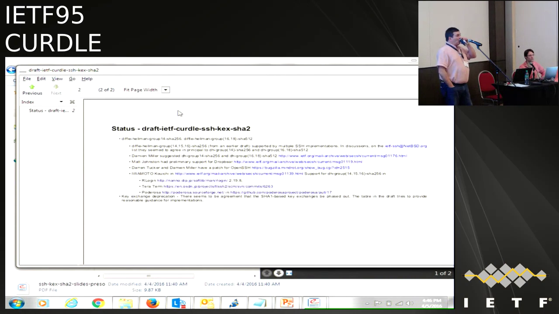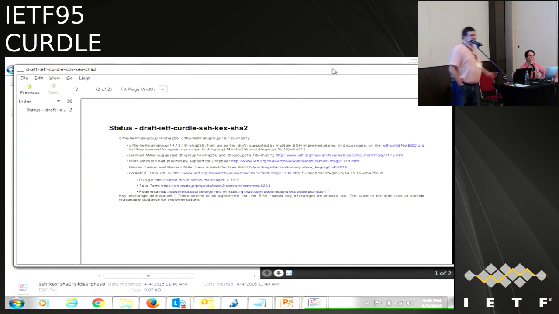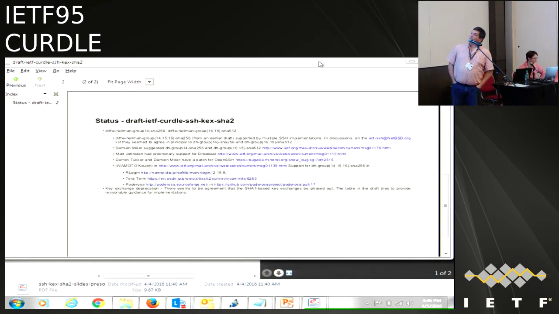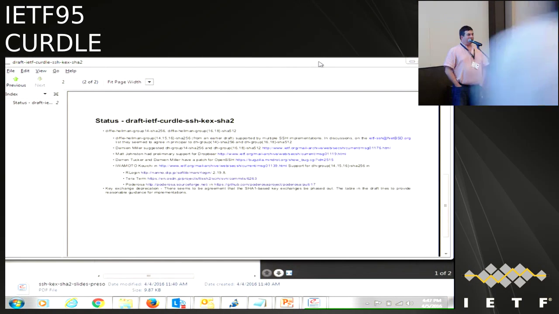As nobody has read the draft, I will just ask quickly. These are fixed groups, so 14, 16, 18. That's what I got from the slide. Okay, so why is this superior to Diffie-Hellman group exchange? Okay, why is that good? I mean, honestly, I don't know.